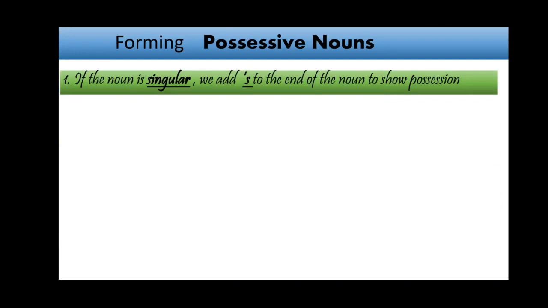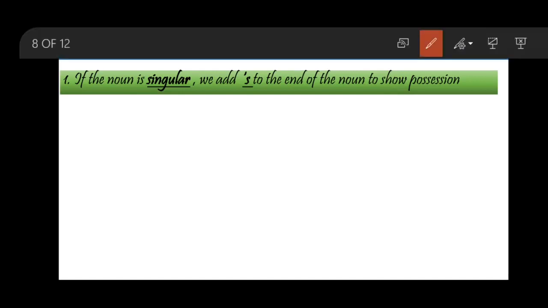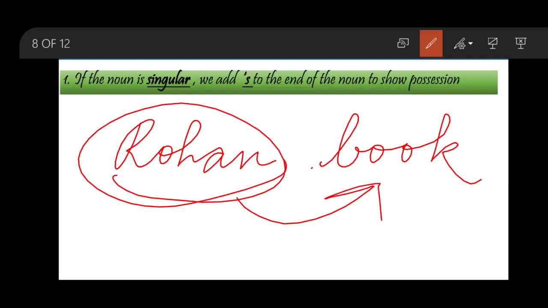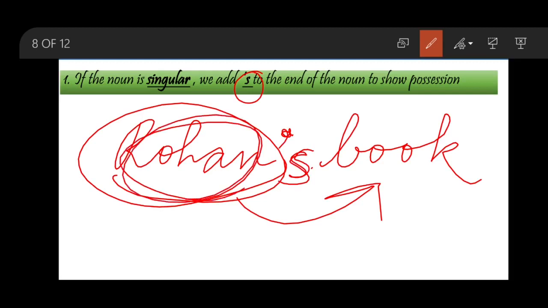If the noun is singular, we simply have to add apostrophe s. For example, if I talk about Rohan, who is having a book, I want to show the ownership of Rohan for that book. As it is asked to put apostrophe s, I will simply put apostrophe s. Are you getting it? Yes. So here my noun was singular, and in order to show the possession, I used apostrophe s.